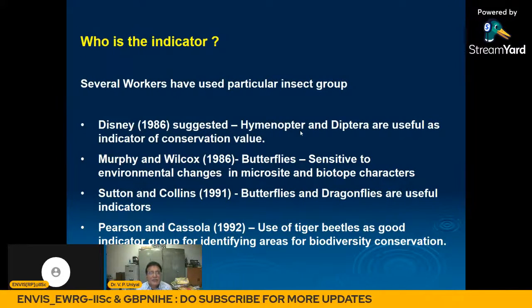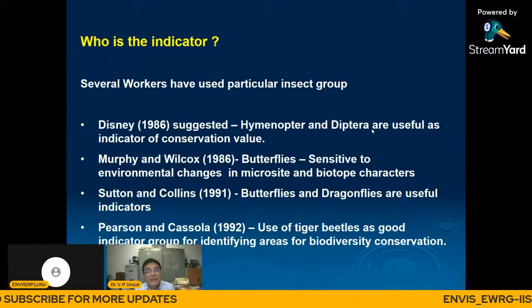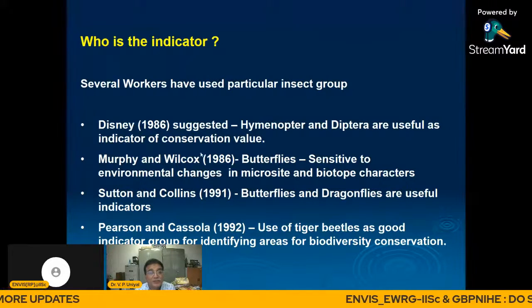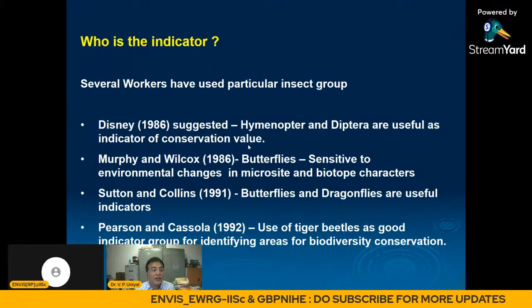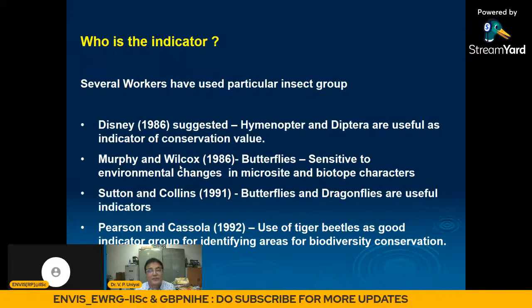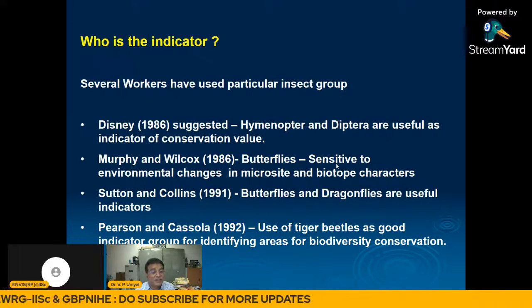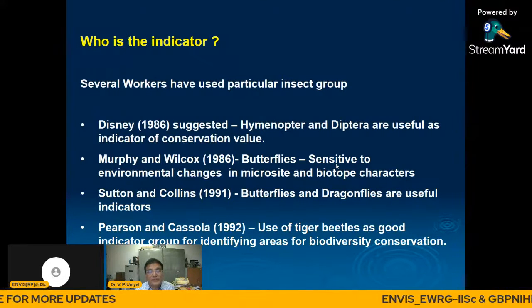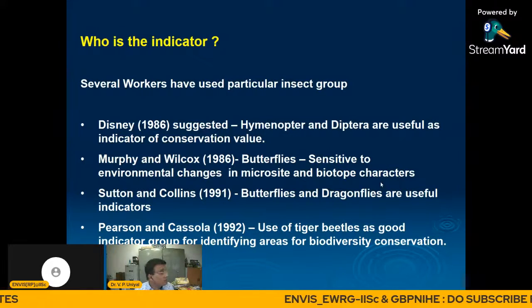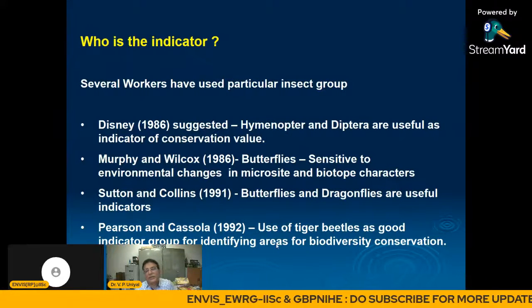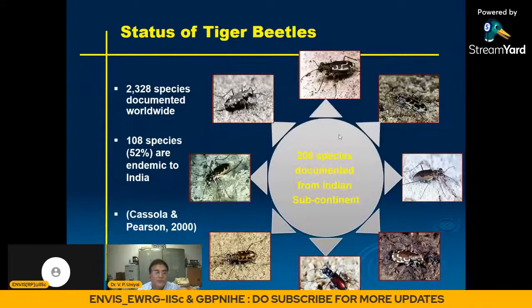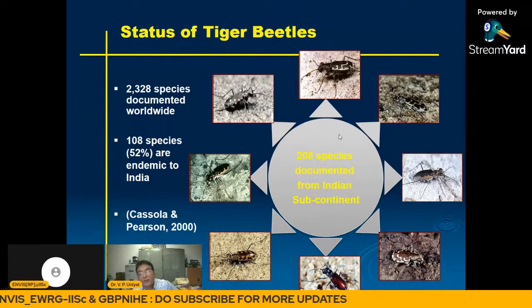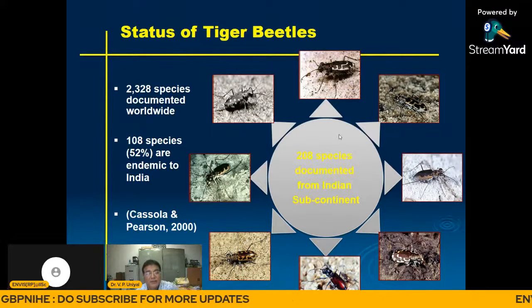I am talking here about some of the studies I worked on, on tiger beetles, and a large number of scientists all over the world suggested that butterflies, bees, and dipterans are good indicators. They have very high conservation values. Murphy and Wilcox suggested that butterflies are good indicators because certainly they are the litmus test of environmental change. Sutton and Collins suggested that butterflies and dragonflies are good indicators, and Pearson and Cassola say that tiger beetles are good indicators. I already worked on some studies on tiger beetles of the Shivalik landscape, and I will discuss them here.